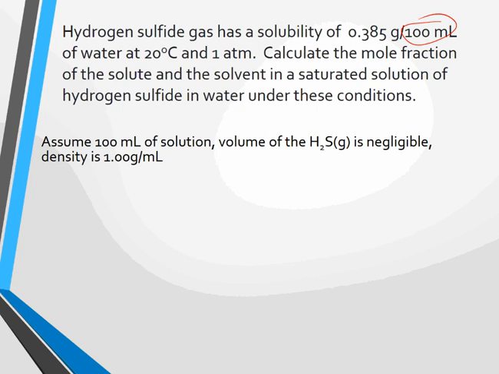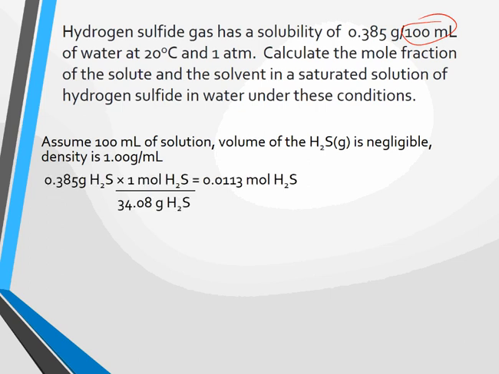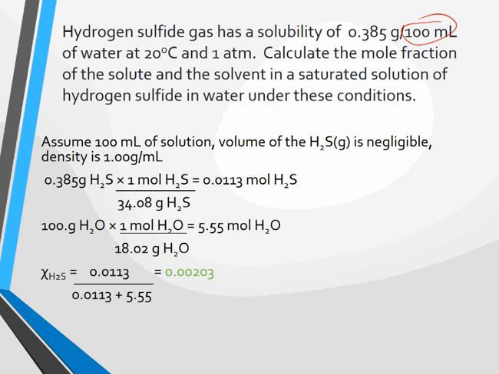Then we're going to simply find out how many moles we have of the hydrogen sulfide by the molar mass. Then we do the same for the water. And assuming these are the only two things in our solution, then we have our mole fraction of hydrogen sulfide divided by the two added together. And then finally, the mole fraction of water. And those, of course, should add up to 1, and they do. And we're done. That's pretty quick and easy.